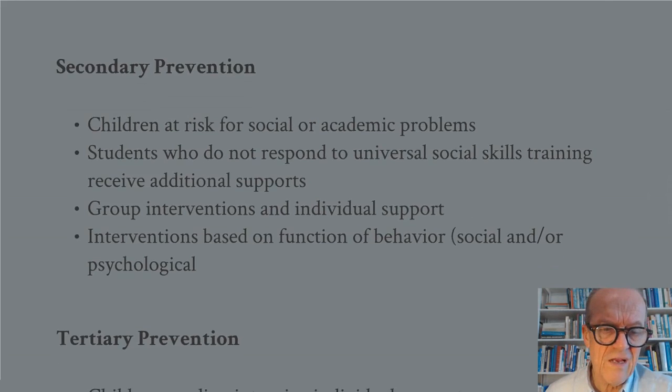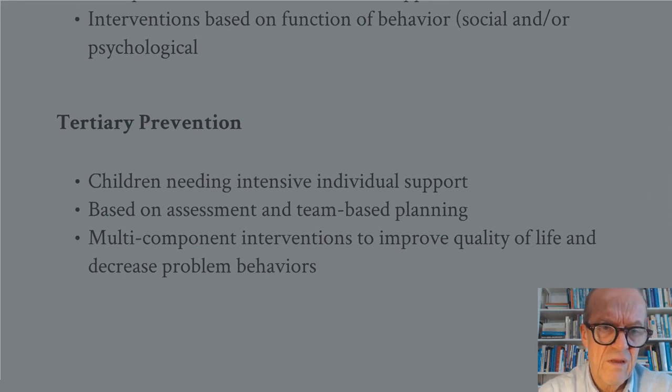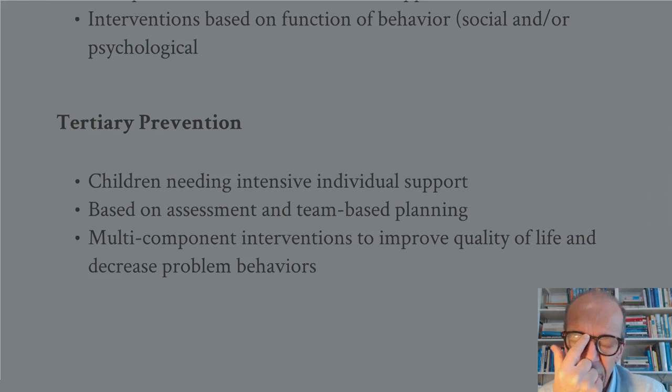Okay, and then the third level is a further specification of individual students' needs. So there is really tailored support for individual students. Of course, based on assessment and on team-based planning. And this support is multi-component. So there are various issues addressed simultaneously, not only the student's academic work, but perhaps also the social environment of the student, the social skills of the student, perhaps the parent-child relationships, etc. And they're all focused on improving quality of life and decreasing problem behavior.